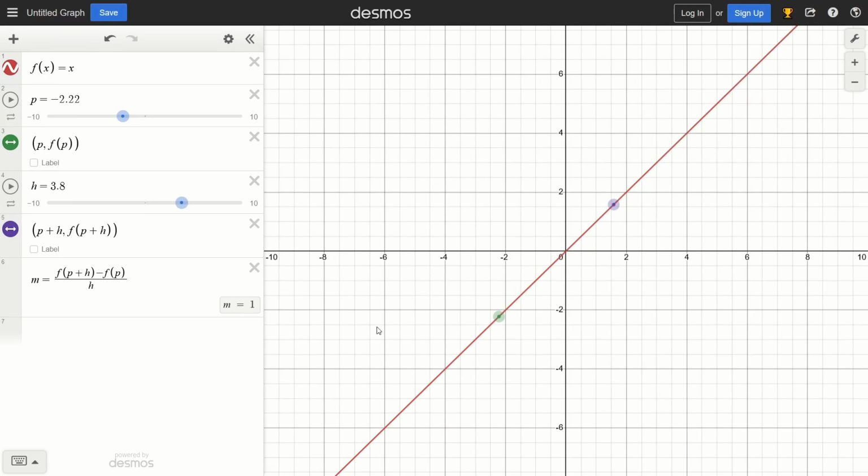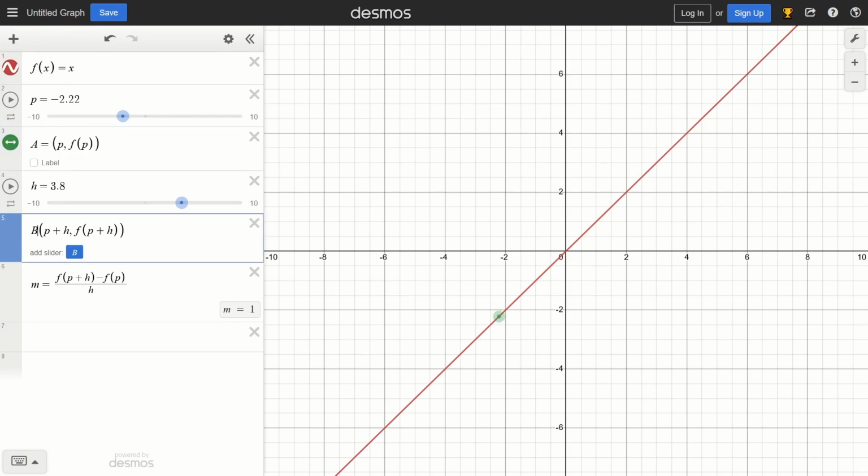we'll get the same value for the gradient over here. Now, to calculate the gradient, we do rise over run, and you're likely familiar with this formula already from graphing. As we move from the first point to the second point, the rise is a change in the y value and the run is a change in the x value. Let's call this point A and let's call this point B. So the green point is A, the purple point is B.